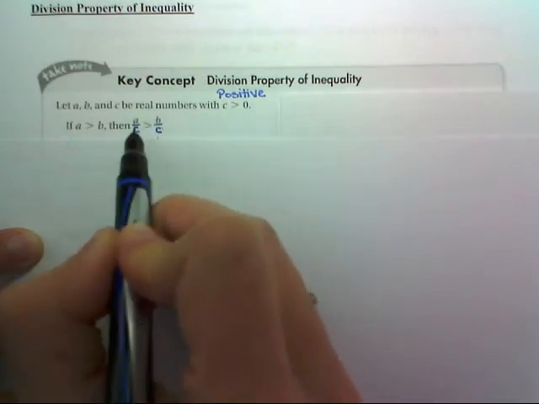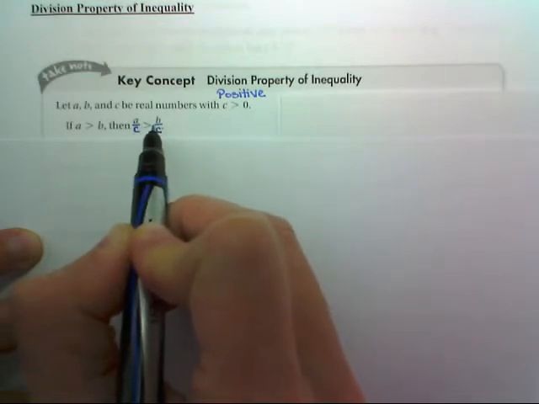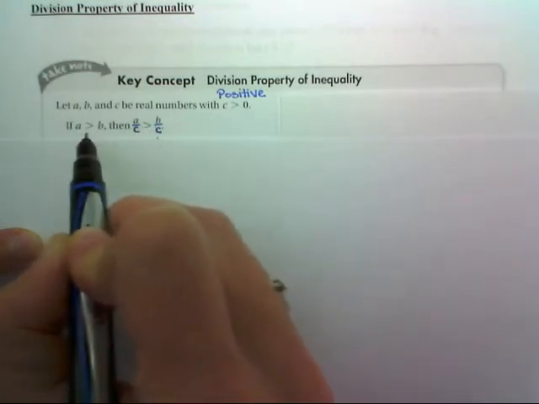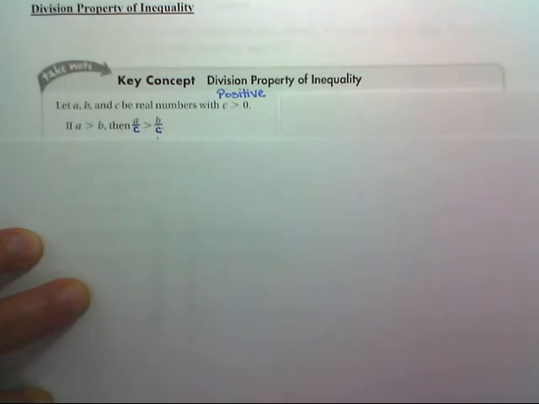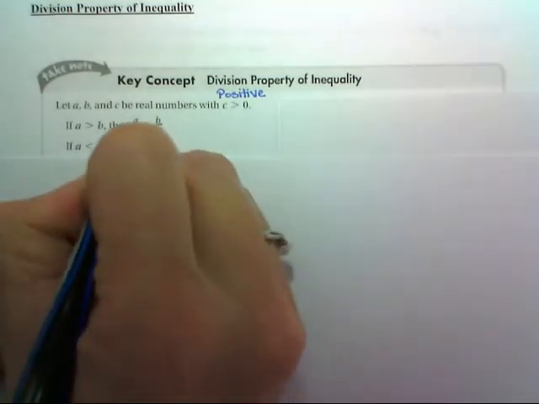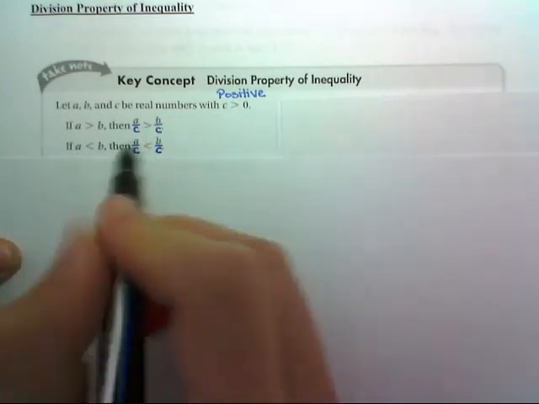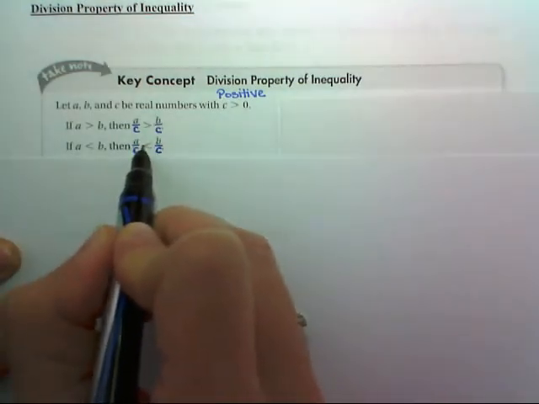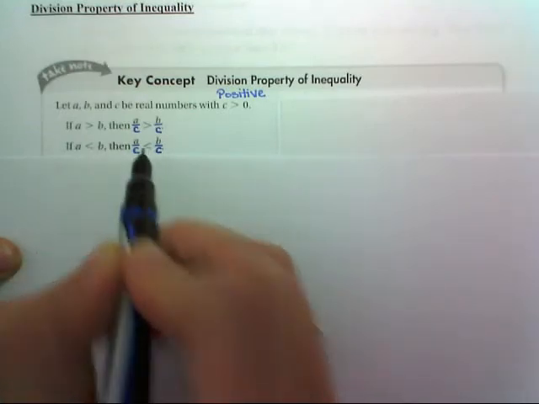4 is greater than 2, 4 divided by 2, 2 divided by 2. Well, that would still be a greater than sign. So if I have an inequality with a greater than sign and I divide both sides by a positive C, I'm still going to have a greater than sign. Equivalent inequalities. The same thing holds true for less than. If A is less than B, and I divide both sides by a positive C, the quotient A over C is going to be less than the quotient of B over C. So your inequality symbol does not change.